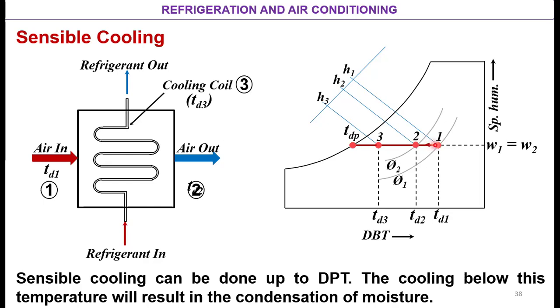And if I extend this line further, that is 1, 2, 3, I can reach only up to the saturation curve. And wherever it cuts the saturation curve, I write this as TDP. It means the dew point temperature.